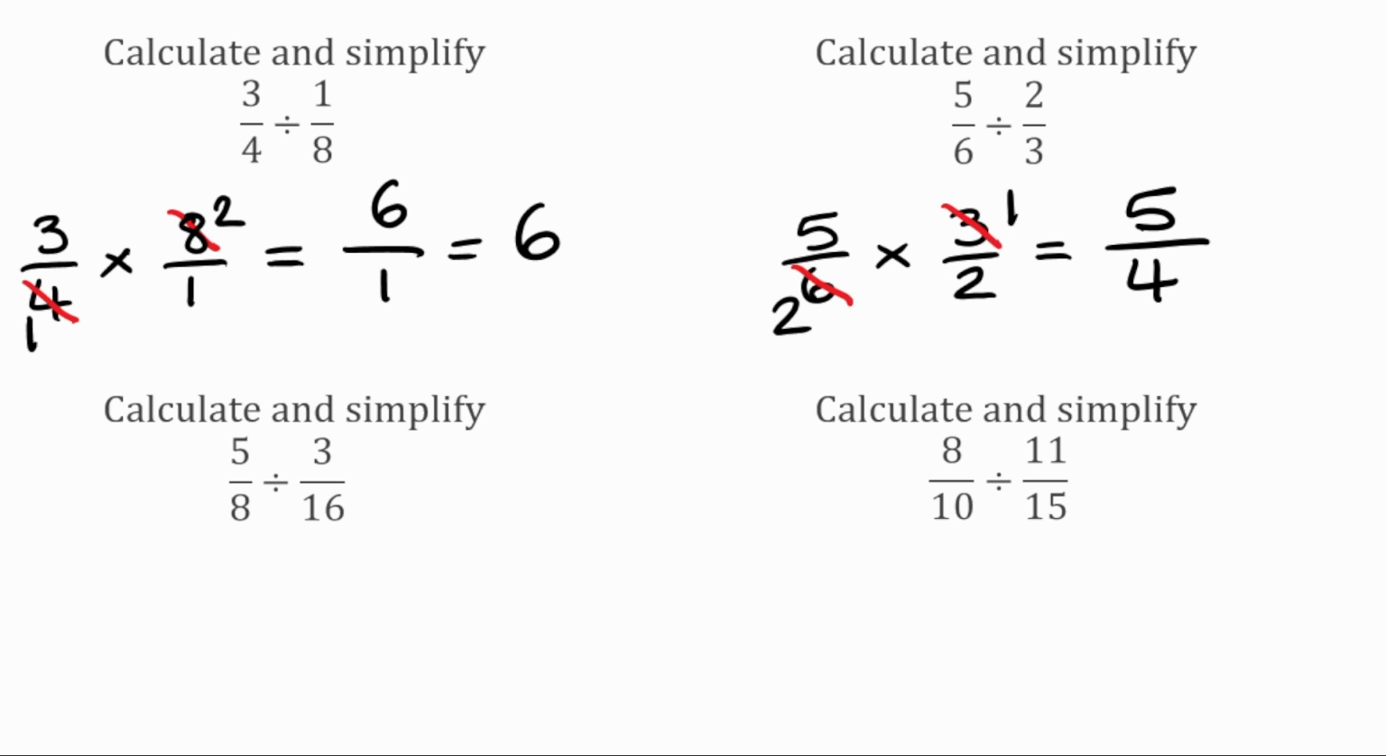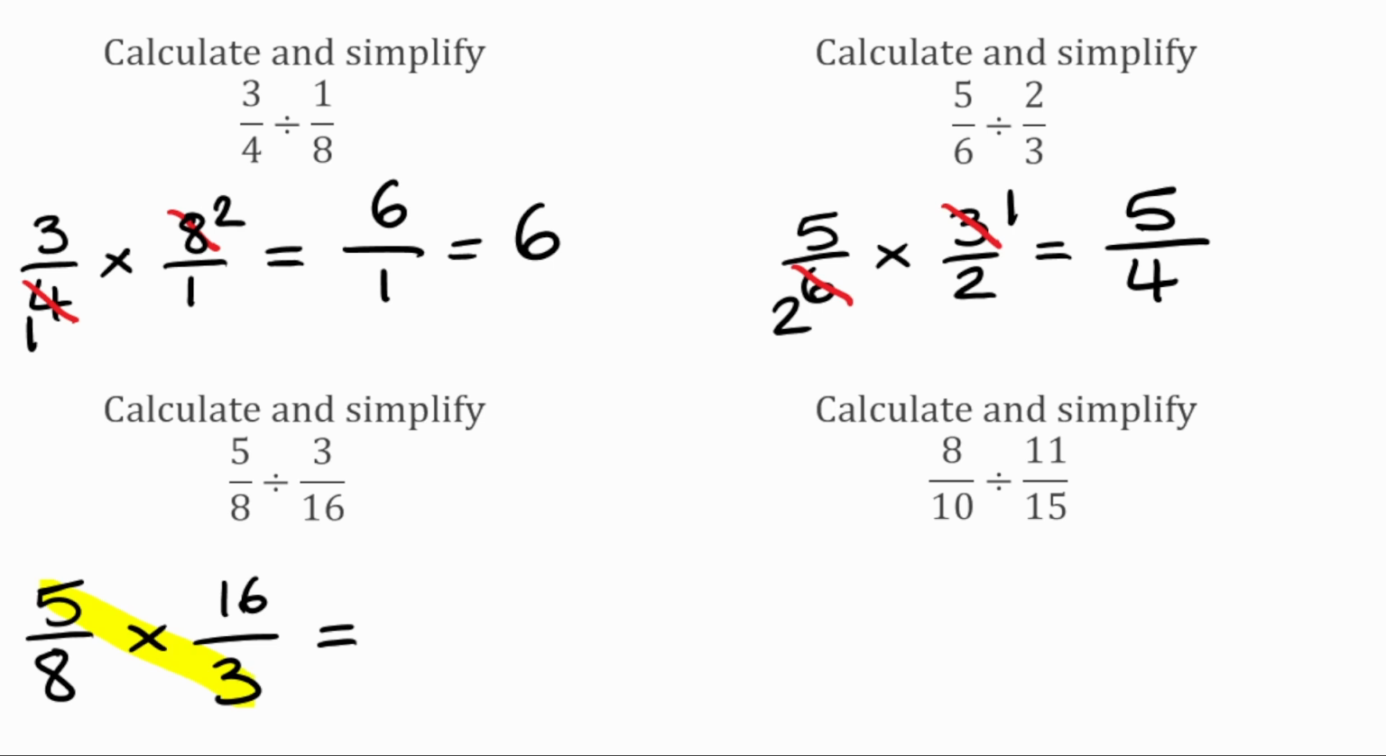Moving on, we've now got 5 over 8 divided by 3 over 16. So again, applying our method, we keep the 5 over 8. We flip the 3 over 16, so we've now got 16 over 3. And we change the divide to a multiply. So now we look through and see if we can simplify. Well, we can't simplify the individual fractions. So then we're going to see if we can cross cancel.